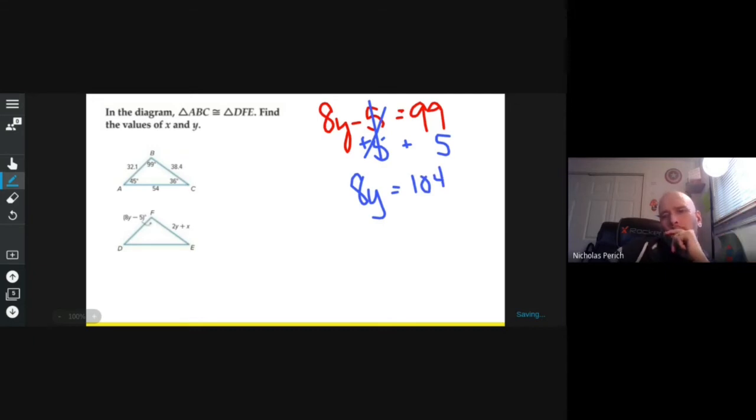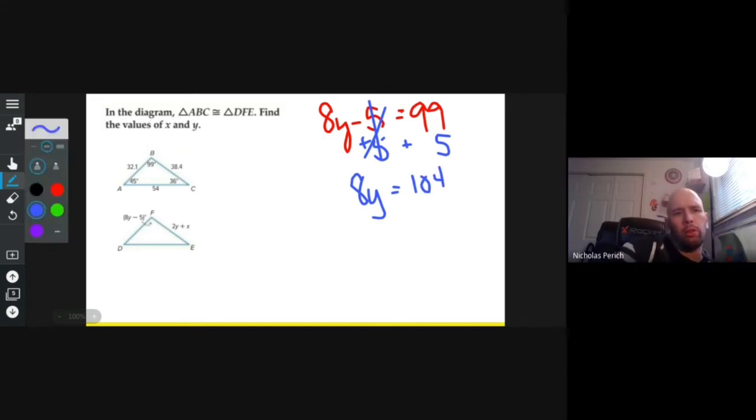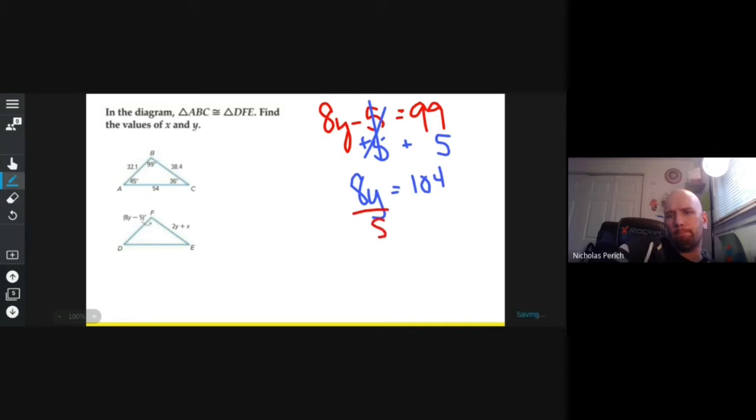8y equals 104. Is y all by itself? No. What's in the way? 8. So I think we can all agree with Lily that y is 13.